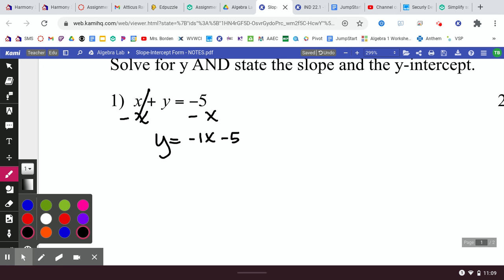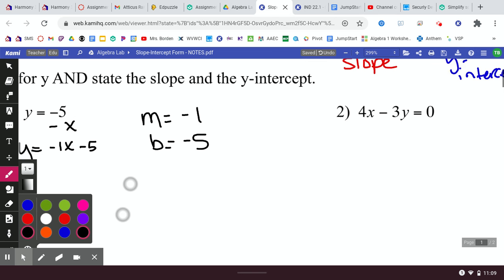So now the first half of it that was solved for y is done, right? So Gabby, now the next part of it says state the slope and state the y-intercept. What letter am I going to use to represent the slope? So I put m equals what? Good, -1. And Corbin, what letter am I going to use for the y-intercept? B, and what's b equal here? -5. Good. So I have solved for y, and I have stated the slope and the y-intercept. All right.